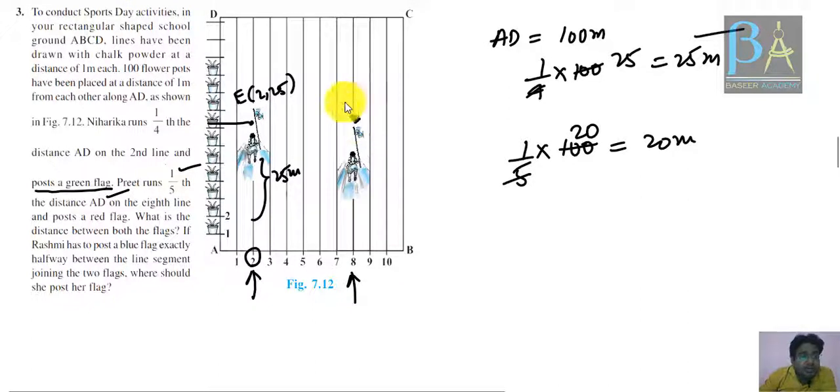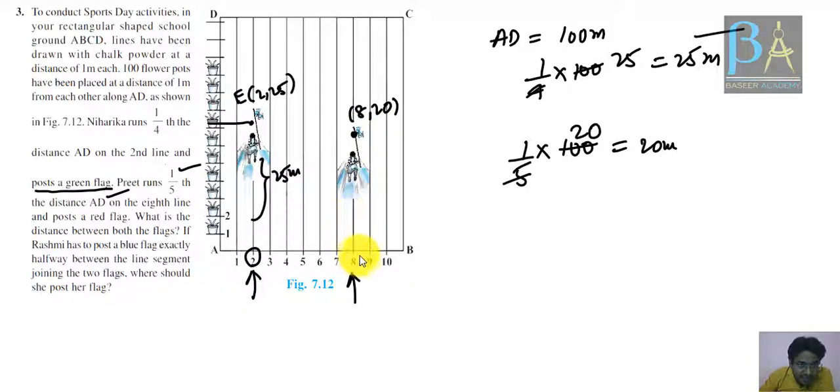So what would be the coordinates of this point? The coordinates of the point where Preet posted the flag are going to be (8, 20), because if you move towards the x-axis, it says 8 on the x-axis, and if you move towards the y-axis, it would say 20, because she ran 20 meters along AD, right? Let us say I denote this point by the letter F.